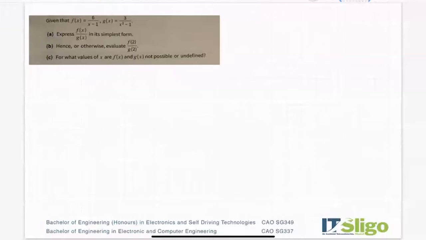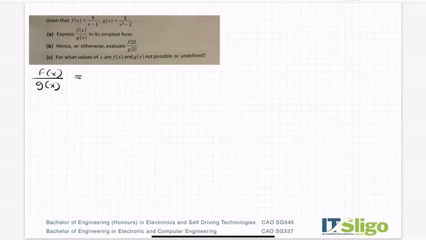Okay, so f of x is equal to 6 over x minus 1, g of x is equal to 3 over x squared minus 1. Express f of x over g of x in its simplest form. Okay, so f of x over g of x.